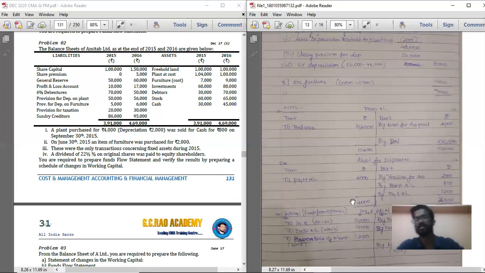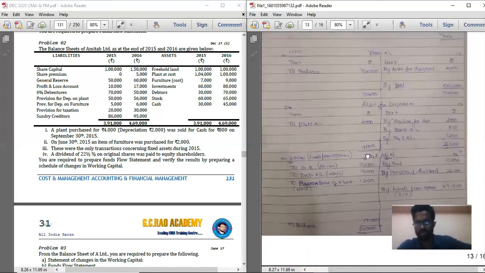The asset debit side total is 4,000. Bring it to the credit side, 4,000. So the cost of machinery is 4,000. From that, take depreciation of 2,000. The remaining 2,000 rupees is the written down value, and you sold it for 800. So the remaining 1,200 is nothing but loss.